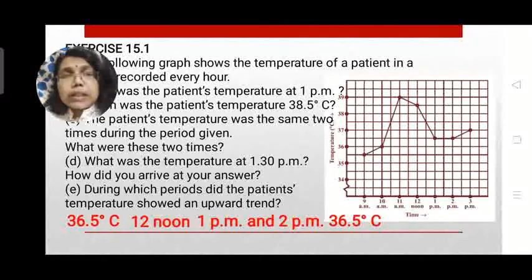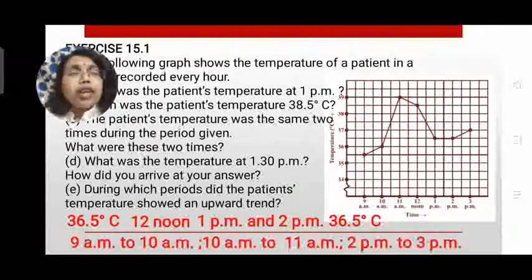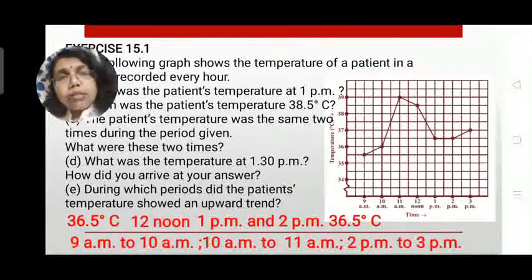During which periods did the patient's temperature show an upward trend? Where do we see the upward line going on? That is 9 a.m. to 10 a.m., 10 a.m. to 11 a.m. and 2 p.m. to 3 p.m. We could see the lines moving upward. Therefore, the upward trend is shown at three different times. Now, this is the first question.